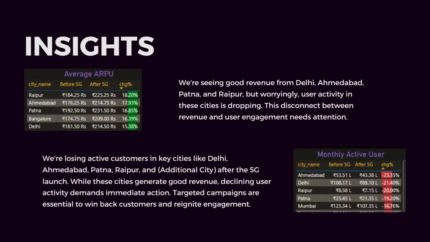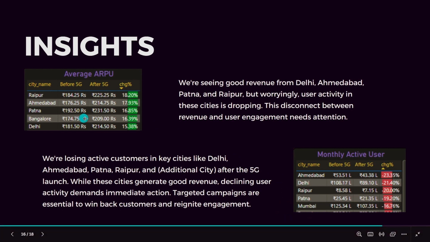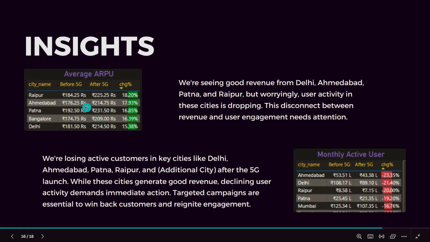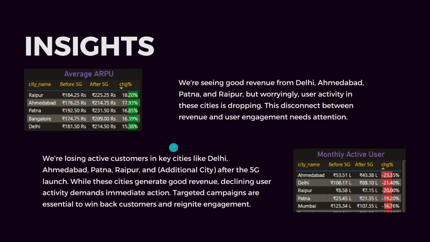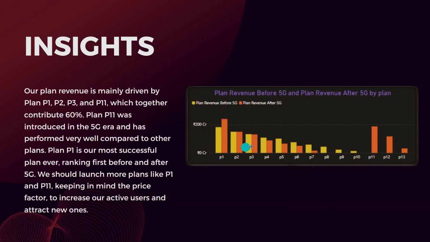If we go to the next slide, we can see that these cities have the highest average revenue per user. And if you see the next image, we can see that our monthly active users decreased in the same cities which have the highest average revenue per user. And we will discuss the plan insights in the plans overview dashboard.